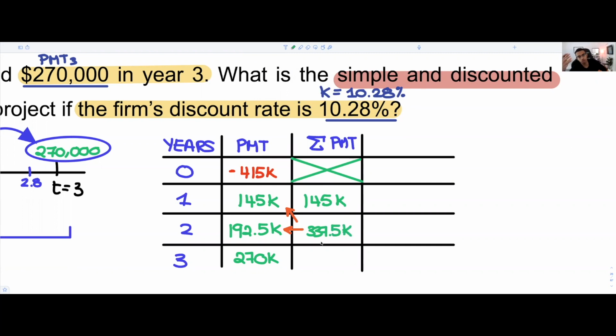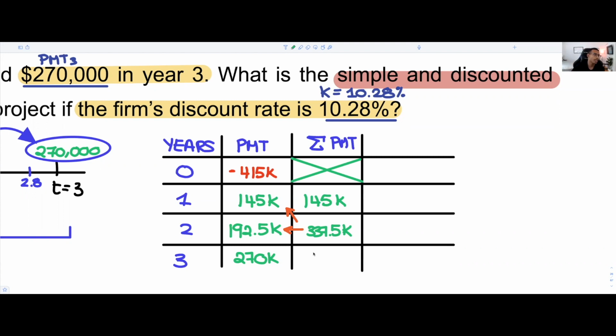Why is this important for us? Why am I looking at this? Well, because you realize that $337,000-ish is not greater than $415,000. So you weren't able to recoup all of your money just yet. And because of that, you didn't pay back your original investment yet. And because of that, your payback period is definitely not before year 2. Okay, a few takeaways here.